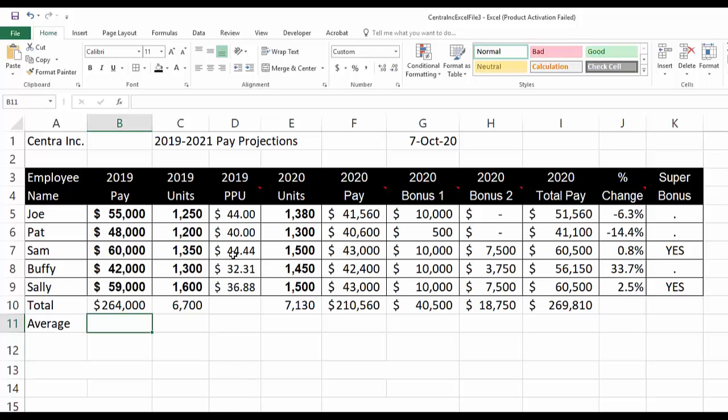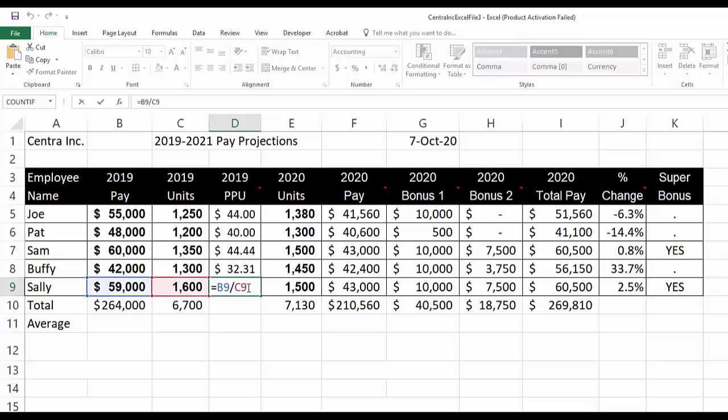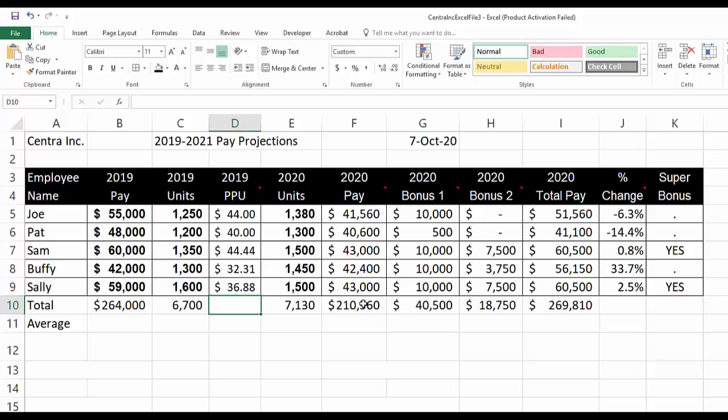You see, this is PPU. And let's take a look at Sally. Sally's PPU was Sally's pay divided by Sally's units to let us know how much Sally costs, labor costs for each unit she produces. But I told you we can't sum PPUs. We can't sum ratios. But what we can do in this box is we can do a PPU for the entire company. The total is for the whole company, right?